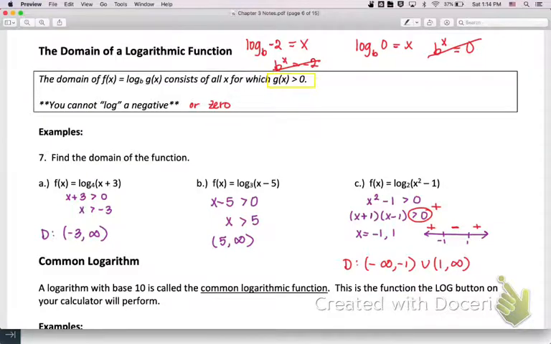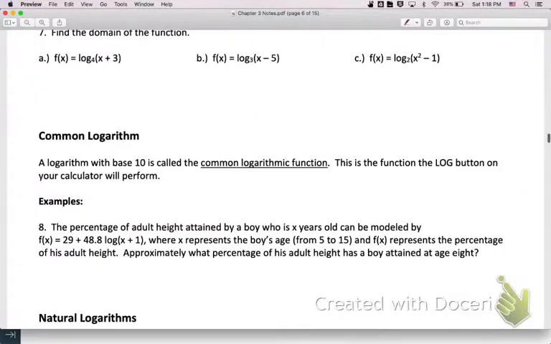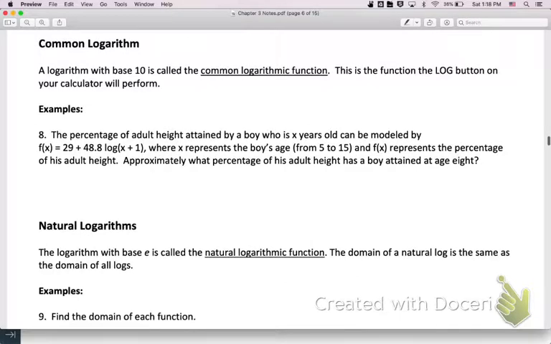All right. The last couple things that we want to talk about is what your calculator can do. There are two types of logarithms that we use on a regular basis. The first is the common log, okay?